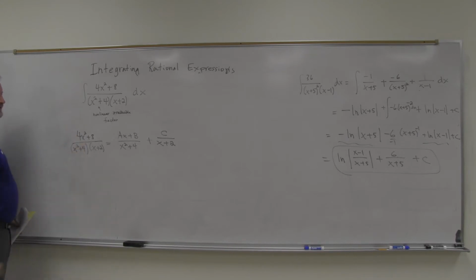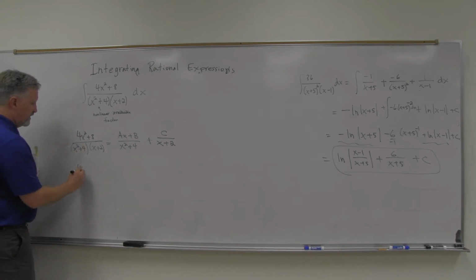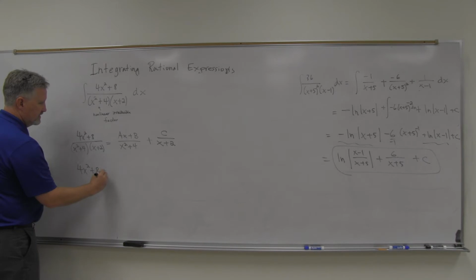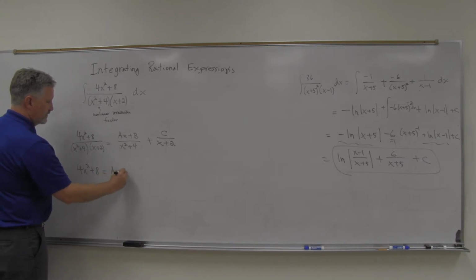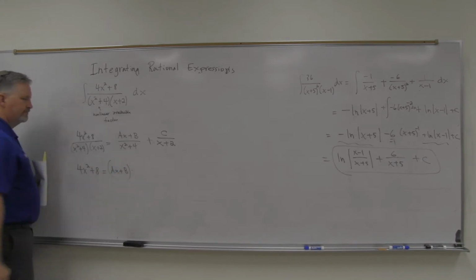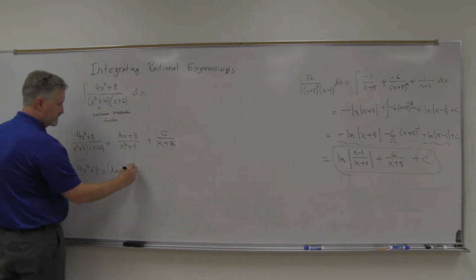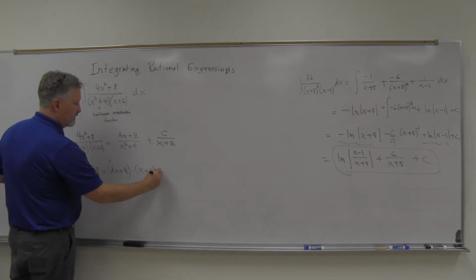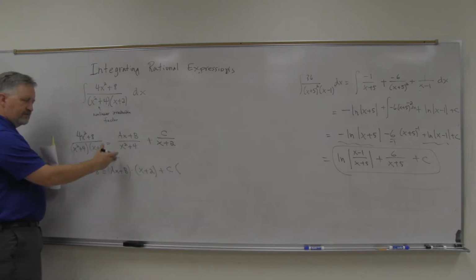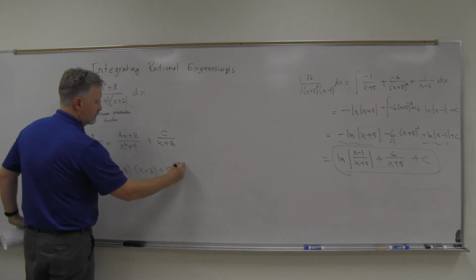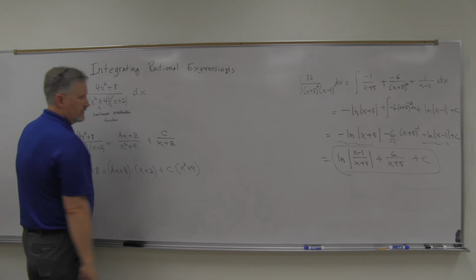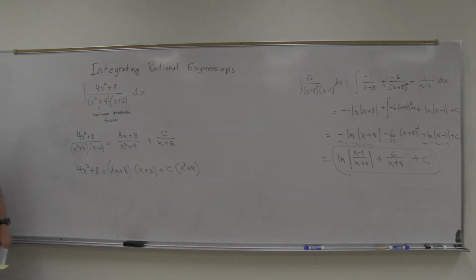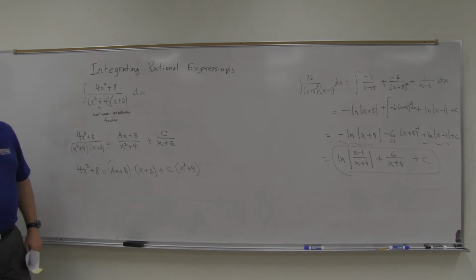Let's see what this gets us into. So if I multiply, what am I going to get? 4x squared plus 8 equals, so it'll be Ax plus B times x plus 2, and then the C will be multiplied by x squared plus 4. All right. So our little trick will accomplish a little bit here.